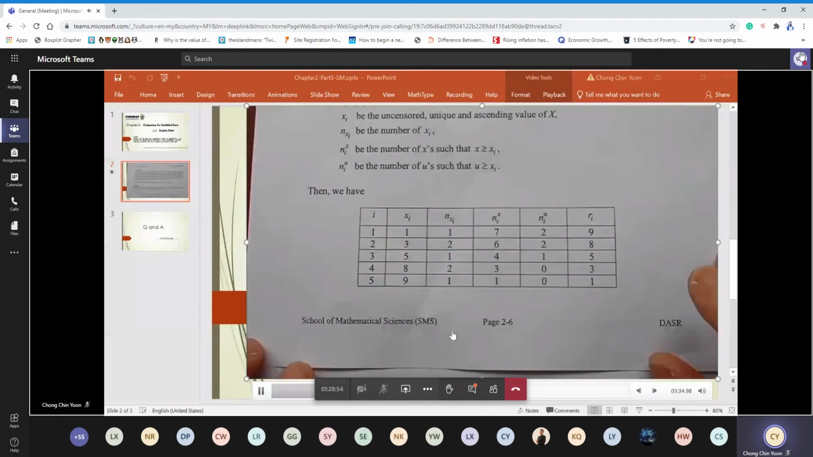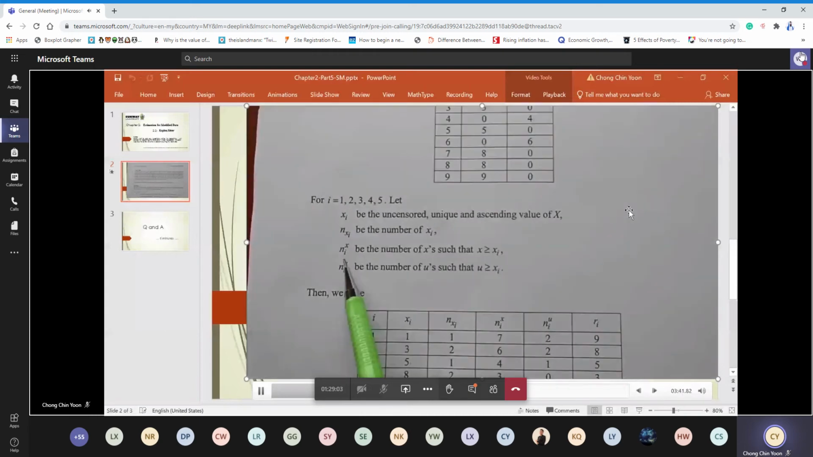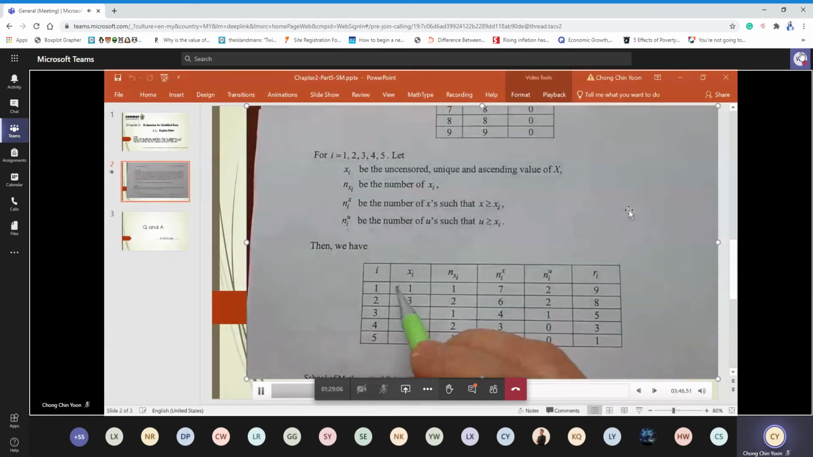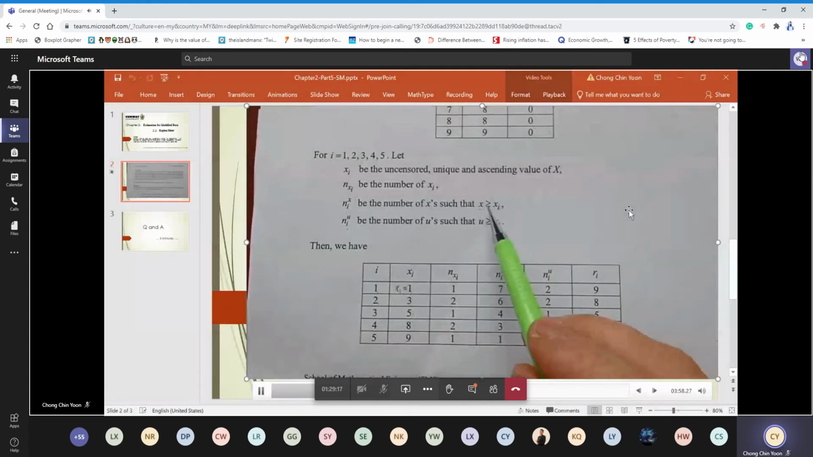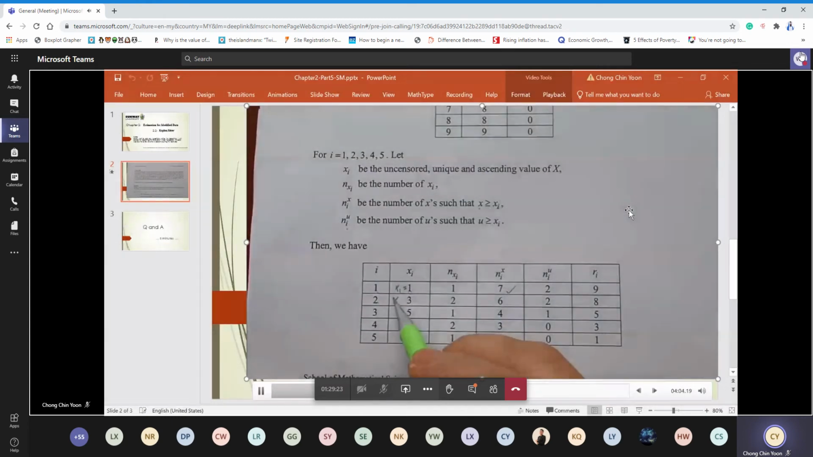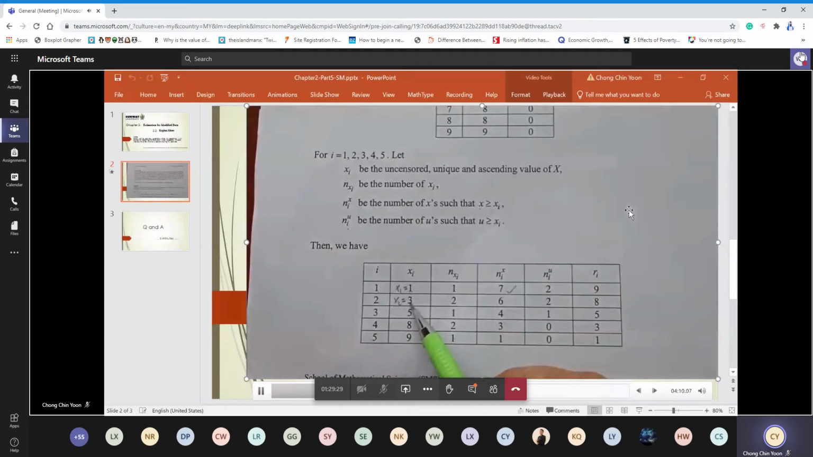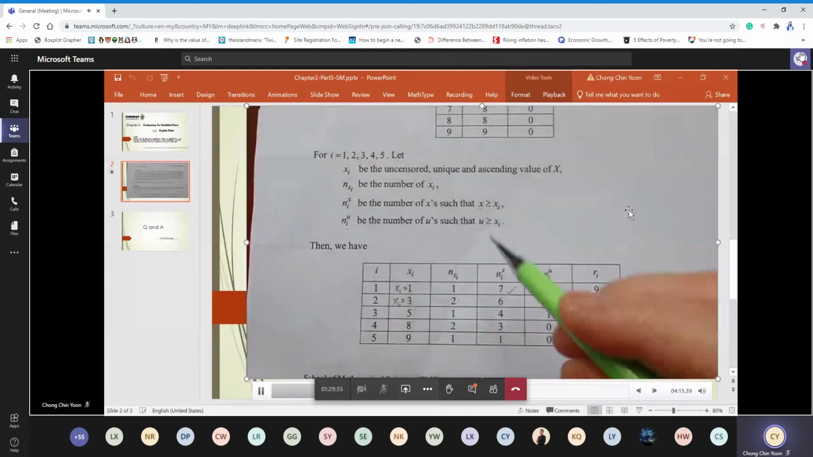Now we try to get the conditional nxi and also the conditional nui. So now we choose x1 equals 1, then how many x values are more than or equal to 1? We have all of them, that is 7. When we choose x2 is 3, how many x values are more than or equal to 3? We have 6. And so on.